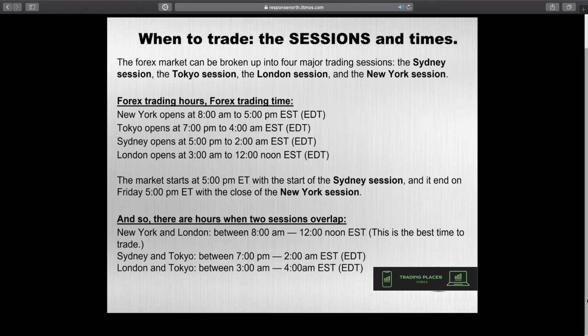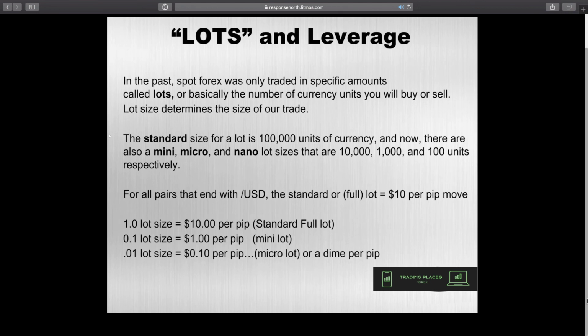We're going to go into the lots and leverage concepts. And so this is going to tie in with your pips. This is how we make our money and can measure our money, right?